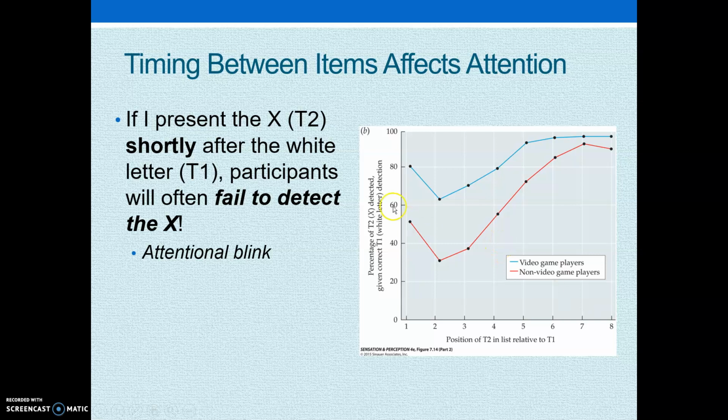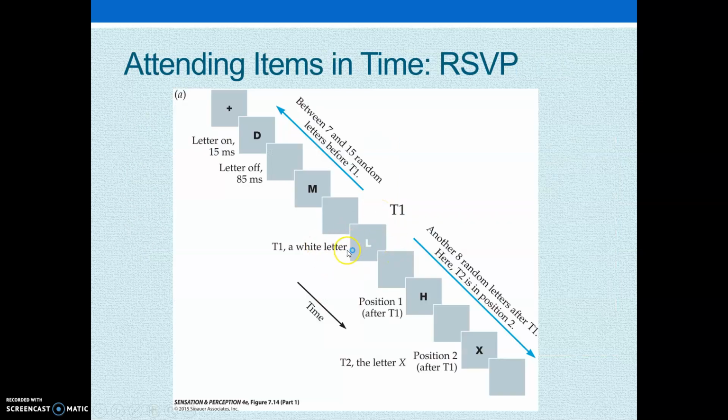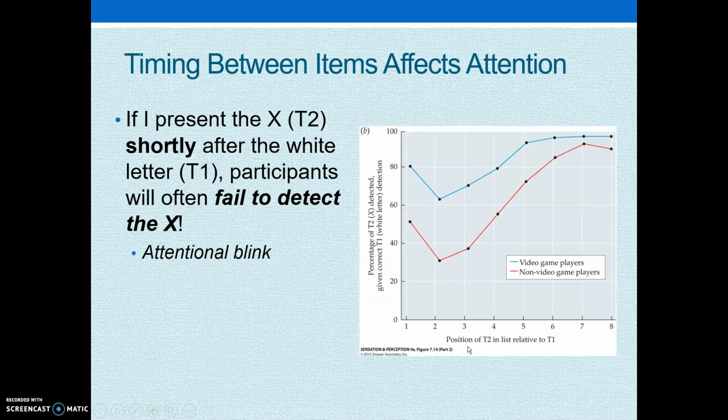Now, what's interesting is that if I present target 2 immediately after target 1, most people are pretty good at detecting the target. You can see here percentage of target 2 detected given correct T1 detection. So in this particular example, noticing a white letter and then also noticing the letter X. If I present the X right after the white letter, most people get it pretty well, especially if you play video games.